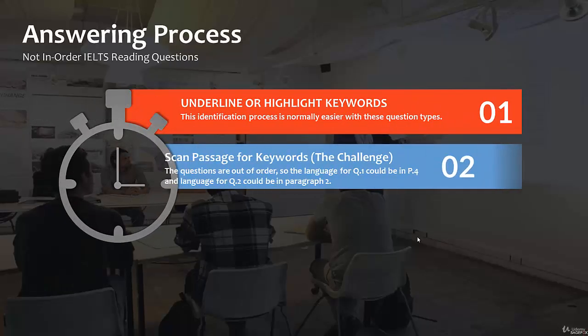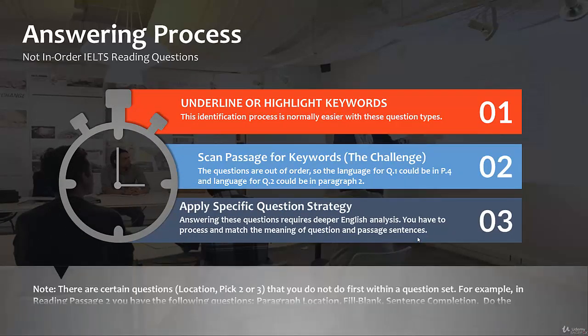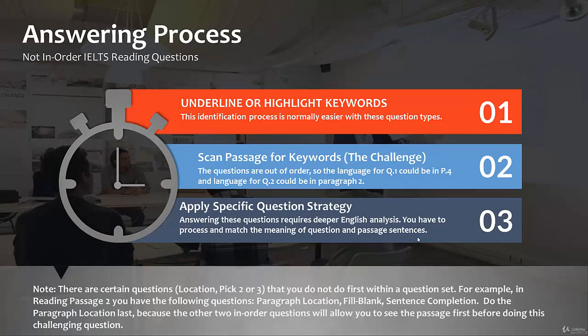In terms of the answering process, it's the same basic answering process. You're underlining or highlighting keywords, but the scanning process is much more difficult because the questions are going out of order. So the language for question number 1 might be found in paragraph number 4, and the language for question number 2 might be found in paragraph number 2. So it's completely out there. They're out of order, and that makes it really, really challenging.